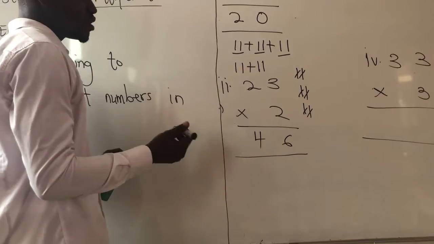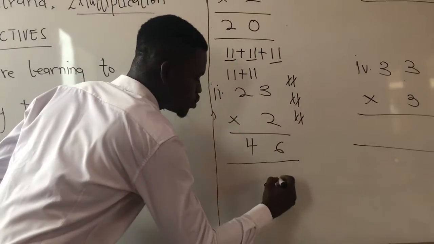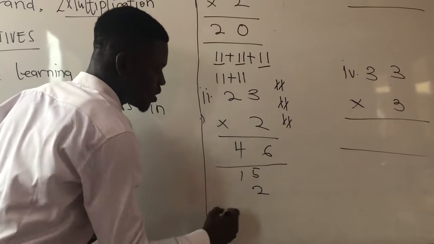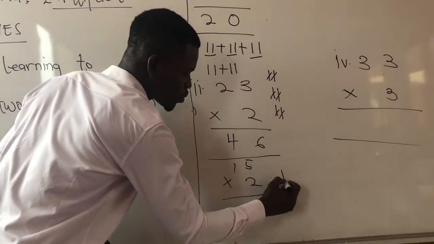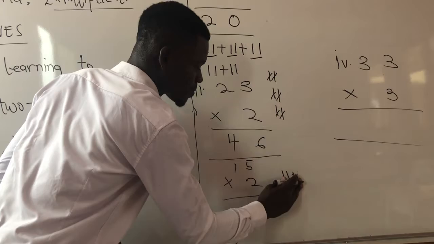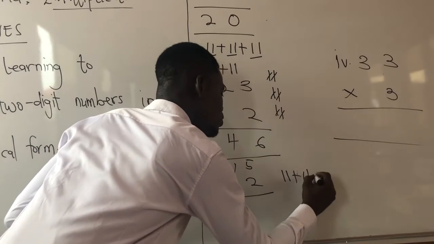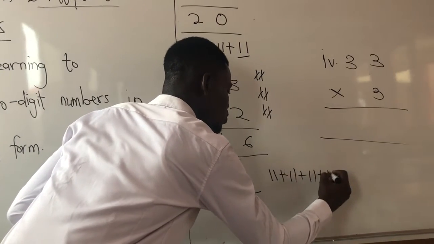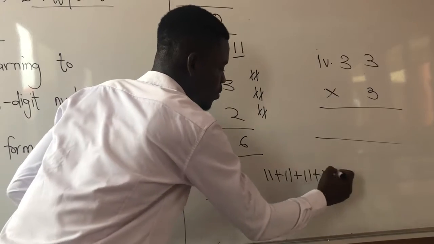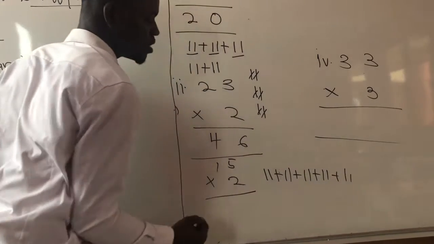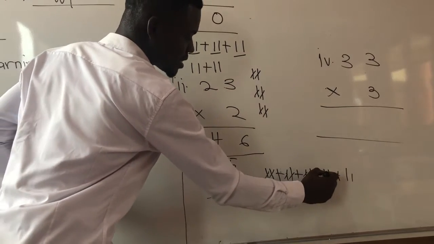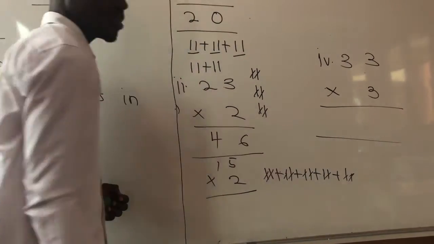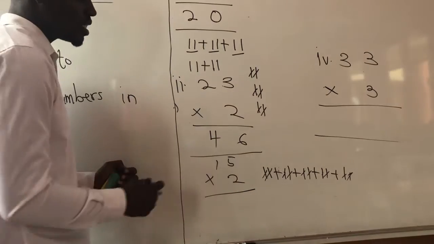The same way, if we have 2 and 5, what we'll be doing is adding 2 5 times. So we do 1, 2 plus 1, 2 plus 1, 2 plus 1, 2, 1, 2, 3, 4, 5. So we get 1, 2, 3, 4, 5, 6, 7, 8, 9, 10. But we are not doing this today.